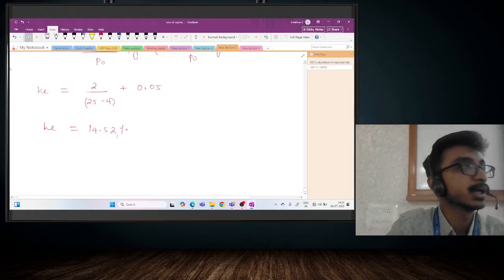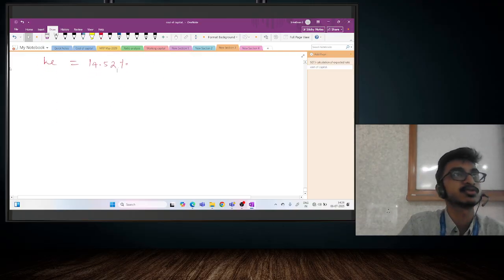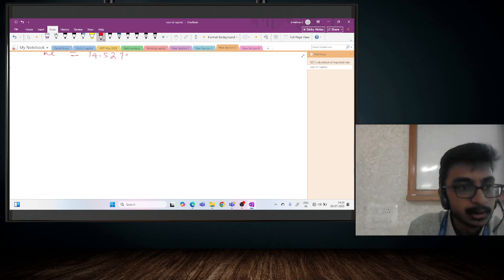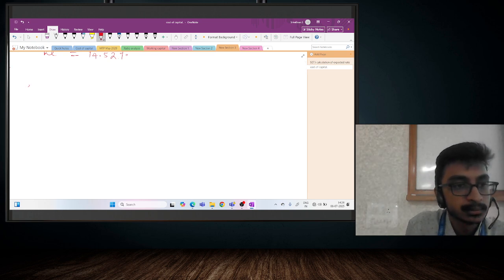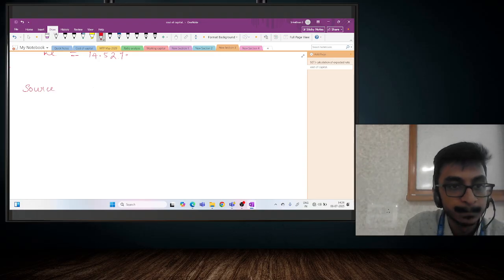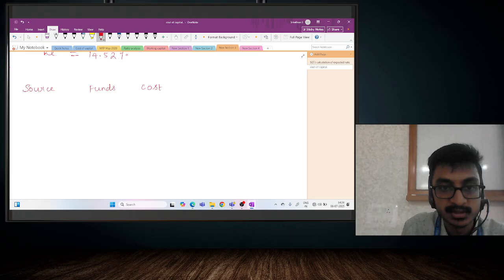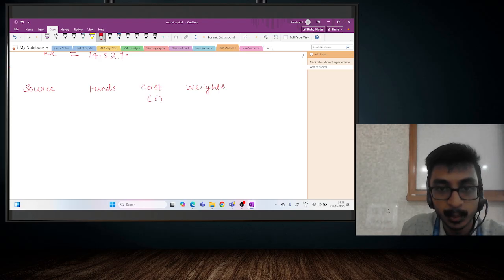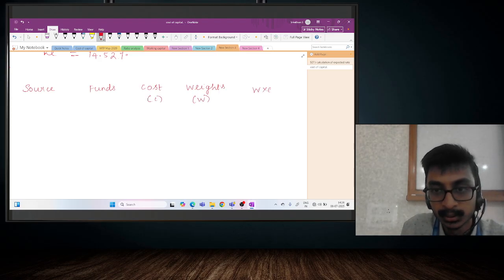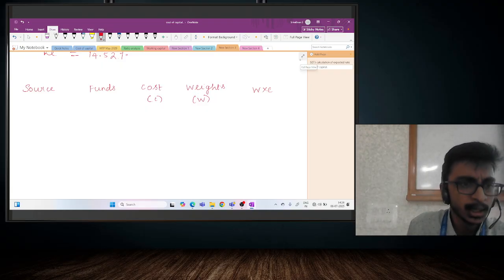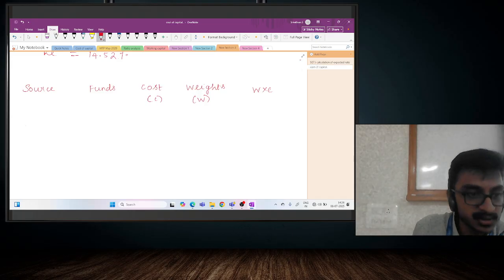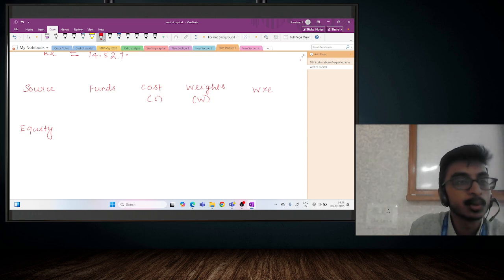Now we have all the relevant information for calculating the weighted average cost of capital using market value weights. So what is the format? First we have to write source, then next cost, weights. So cost is nothing but C and weights is nothing but W, then W into C. So in this question we have 3 sources of finance. First we have equity share capital. So what is the market value of equity?